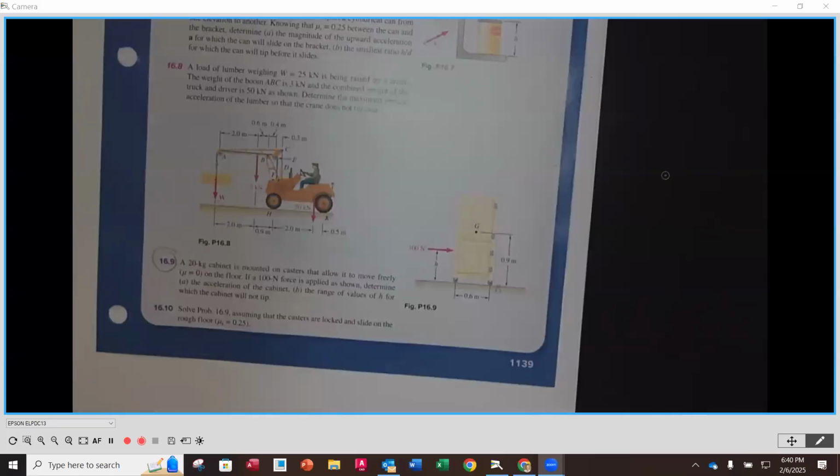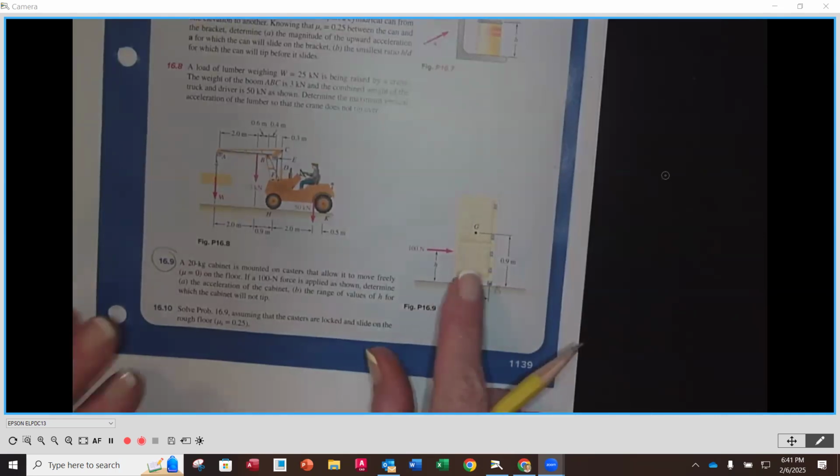Okay, the next problem we're going to look at here is going to be 16.9. 16.9, I really like this problem. You've seen this. We did this in statics, a very similar problem to this. But now we're looking at it in terms of dynamics and moving this time. In statics, we looked at it when it wasn't moving.